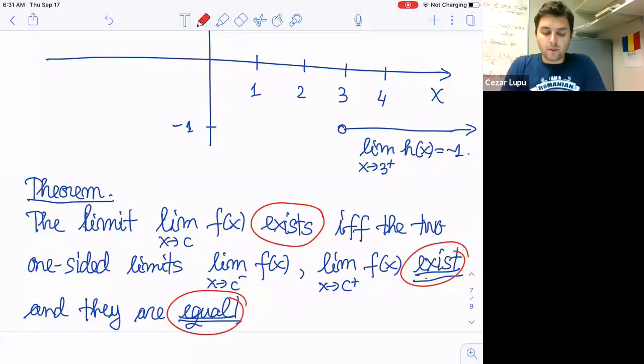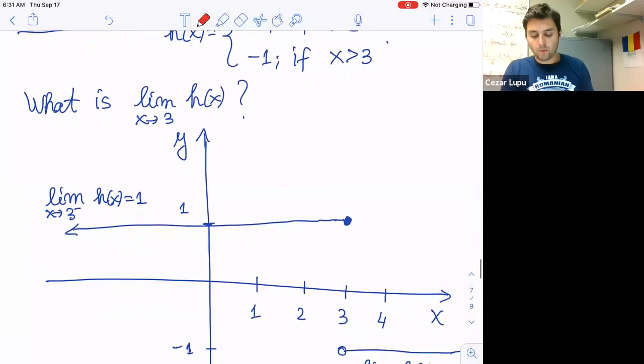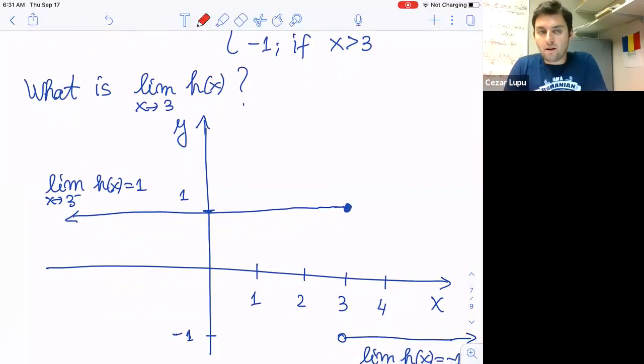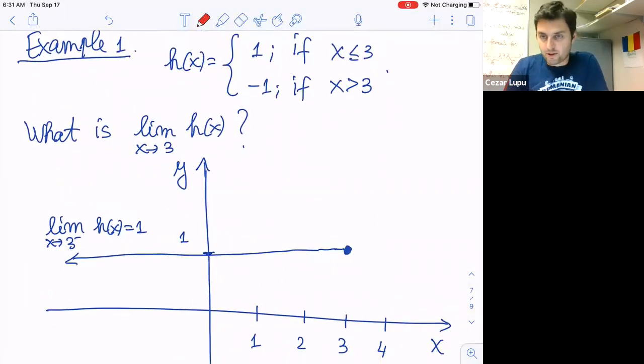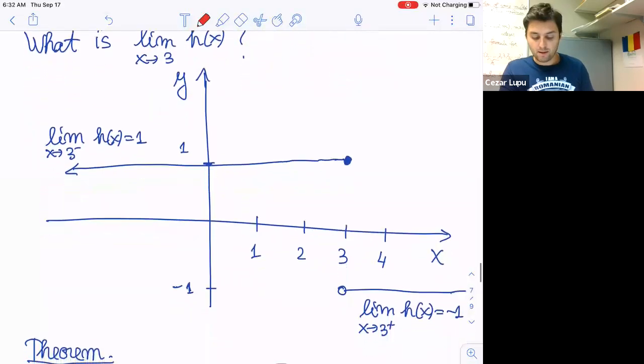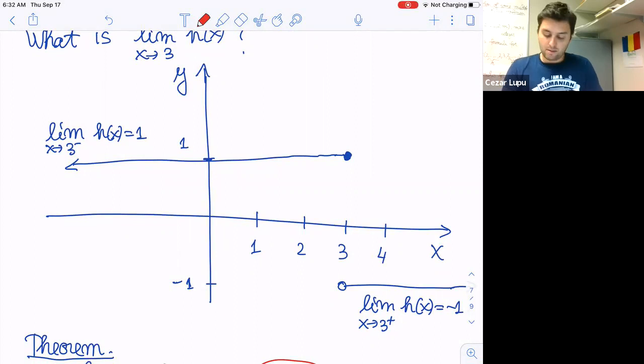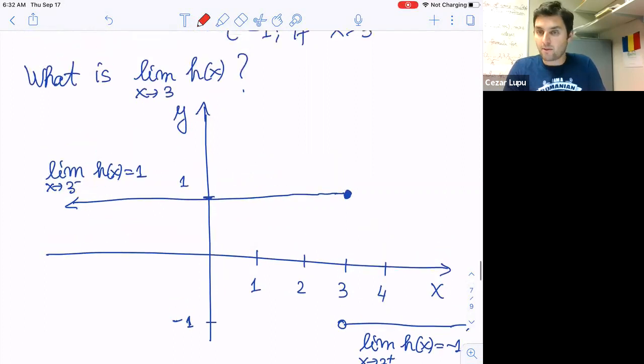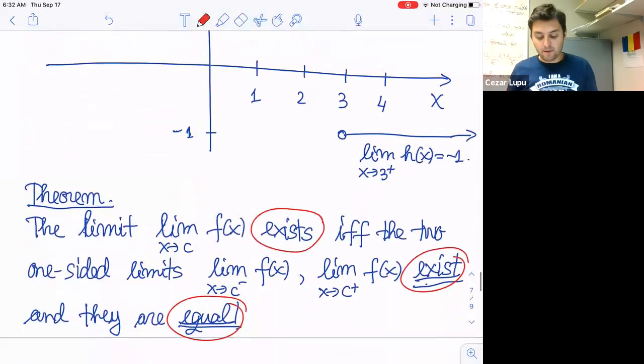Now you have an idea from the previous example. What is the limit as x approaches 3 of h of x? Well, unfortunately, the left-hand limit, which is the limit as x approaches 3 from the left of h of x, is 1, but the limit as x approaches 3 to the right of h of x is -1. So the two values, 1 and -1, do not agree. So there you go. You got the answer. The limit doesn't exist. All right, let's see some other examples.